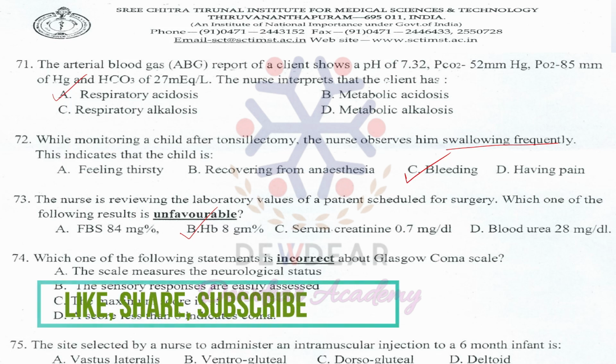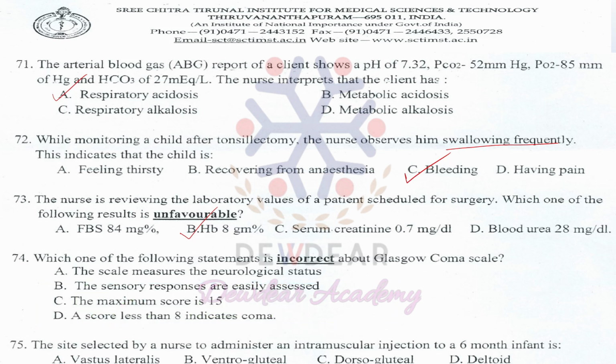Then question number 74. Which one of the following statements is incorrect about the Glasgow coma scale? Options: the scale measures the neurological status, the sensory responses are easily assessed, the maximum score is 15, a score less than 8 indicates coma. The correct answer is option B: the sensory responses are easily assessed. This statement is incorrect about the Glasgow coma scale.